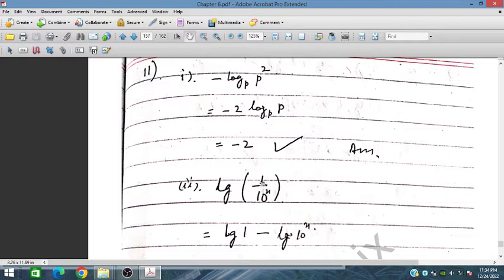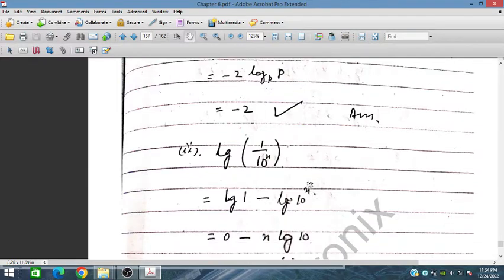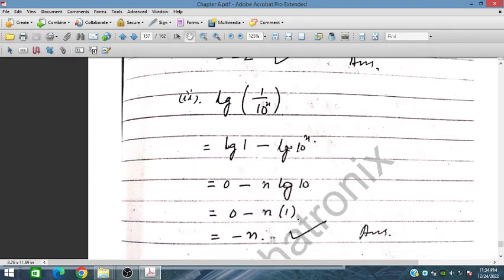So for this log 1 over 10 power n, this is log 1 minus log 10 power n. So this log 1 is basically 0. So this n will appear here, and log 10 is 1. So minus n is the answer.